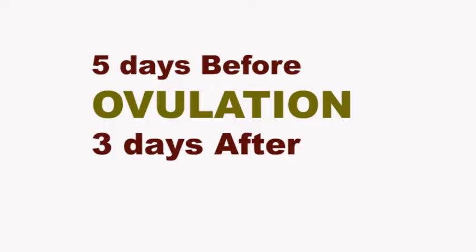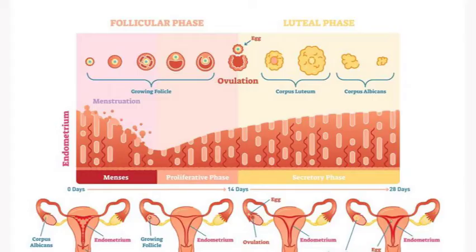The period around your ovulation day, starting 5 days before and extending 3 days after, is your fertile period, your unsafe days. However, people are different and your body is different from someone else's body. So, you have to get to know your own body, your own exact ovulation time.